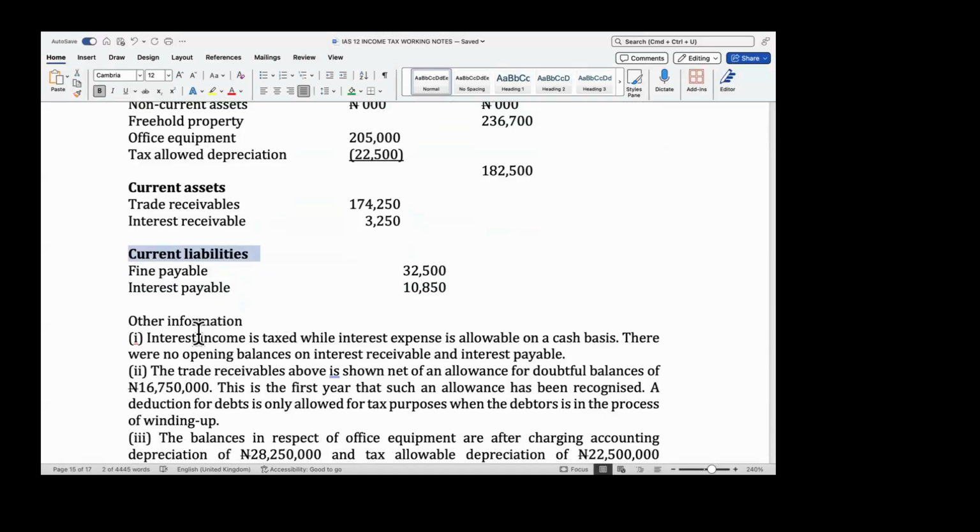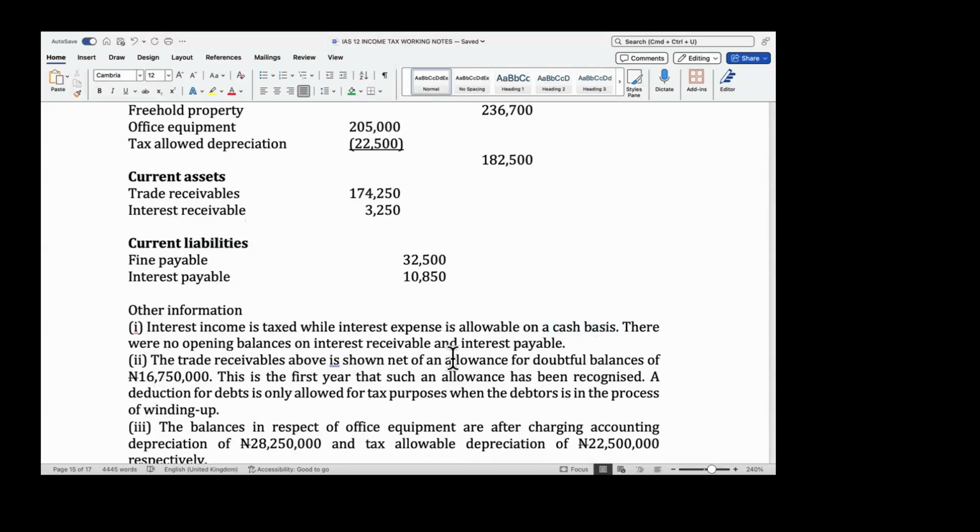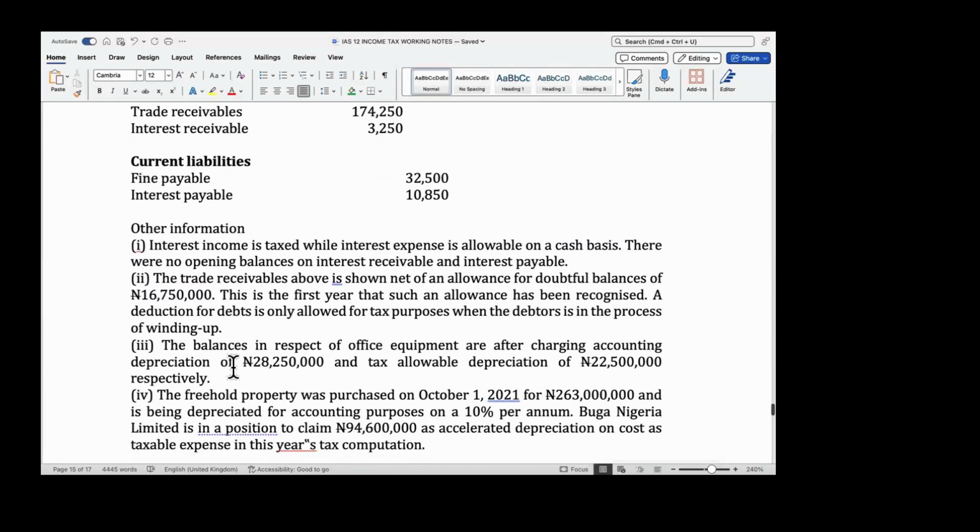Number 1, we're told that interest income is taxed, while interest expenses are liable on a cash basis. We're also told that there were no opening balance on interest receivable and interest payable. We're also told that the trade receivable above is shown net of allowance for doubtful balances of 16.75 million. This is the first year that such an allowance has been recognized. A deduction for debt is only allowed for tax purposes when the debtor is in the process of winding up. Number 3, the balance in respect of office equipment are after charging accounting depreciation of 22 million and tax allowable depreciation of 22.5 million respectively.